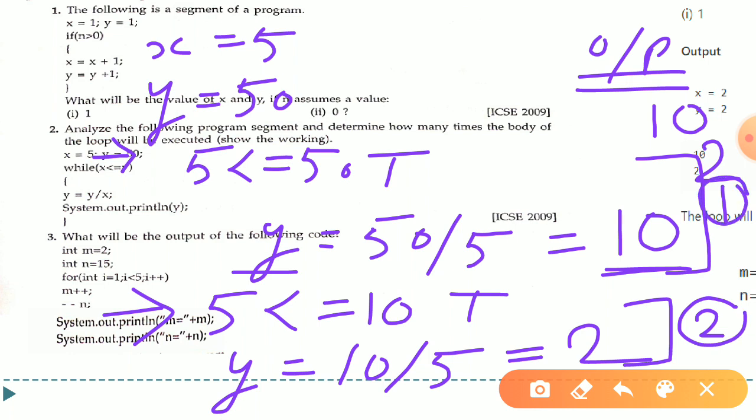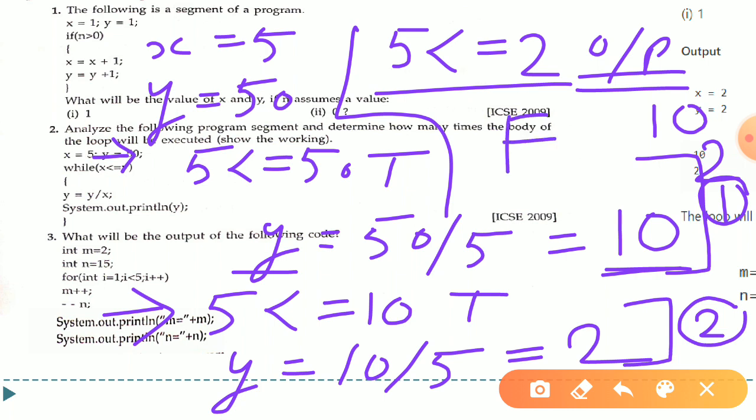Now for the third time when this condition is being checked, x, that is 5, is less than equal to the value of y, which is 2. Now this condition becomes false, so you will be coming out of this loop. So what you have seen is that this is the first time your body has been executed, this is the second time your body has been executed, so in total 2 times your loop will be executed.